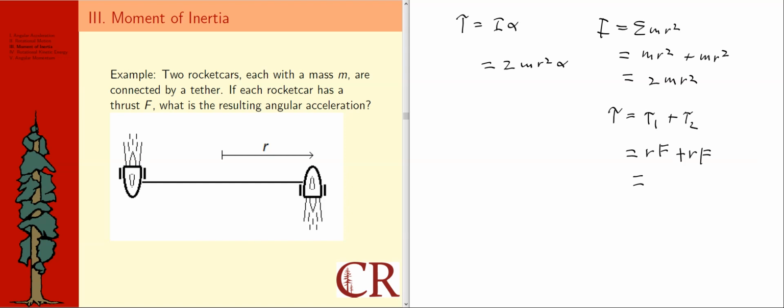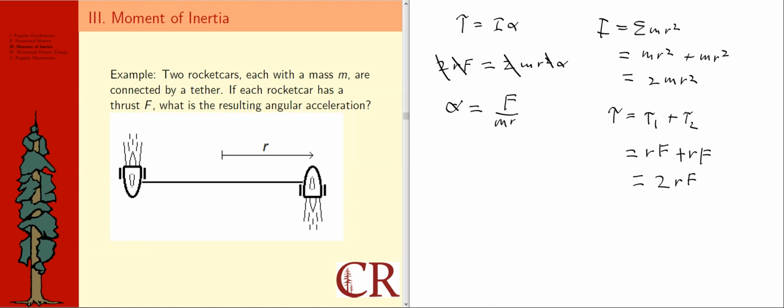We're only interested here in the overall magnitude of torque, and that is going to be 2rF. So that's what I'm going to put over here, 2rF, and lo and behold, the 2's cancel. I can cancel one factor of r, and that means alpha is going to be equal to the ratio of F over mr.